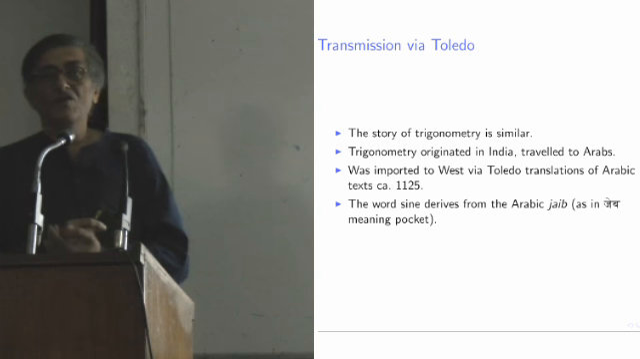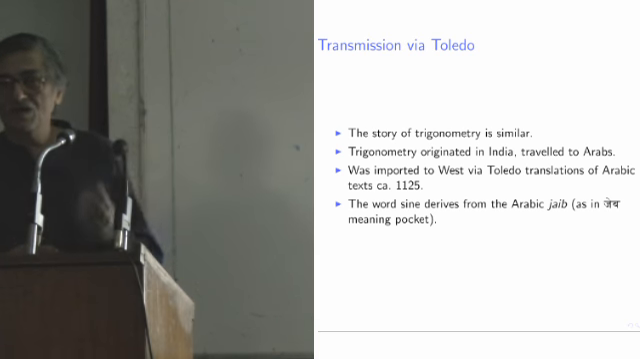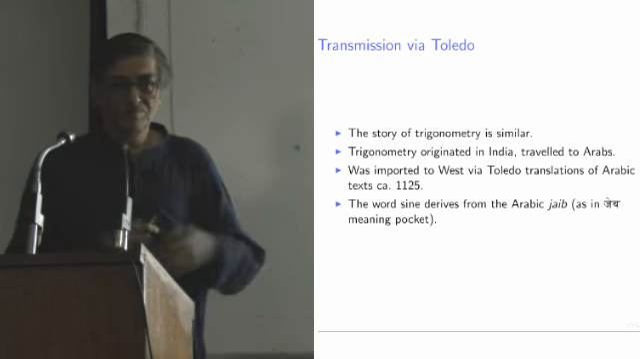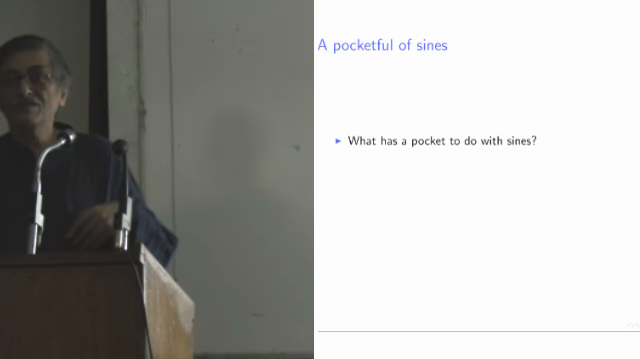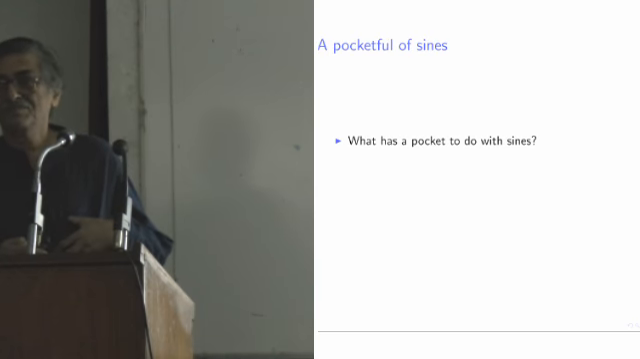Word sign, if you check out the Oxford English Dictionary, it will tell you its etymology. It comes from the Arabic jayb, meaning pocket. What's the connection? Sign functions and the pocket.